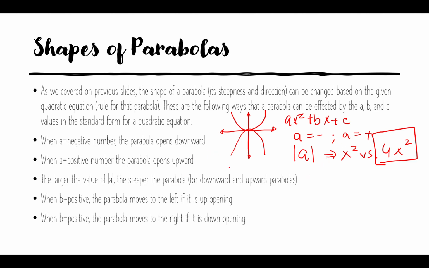When b is positive, the parabola gets horizontally shifted to the left if it's up opening. So if my parabola is up opening and b is positive, the parabola moves to the left. However, if b is positive and it's a down opening parabola, it will horizontally shift to the right.